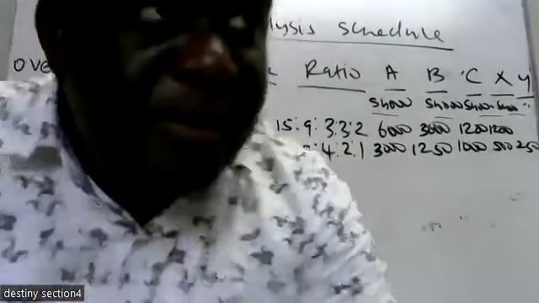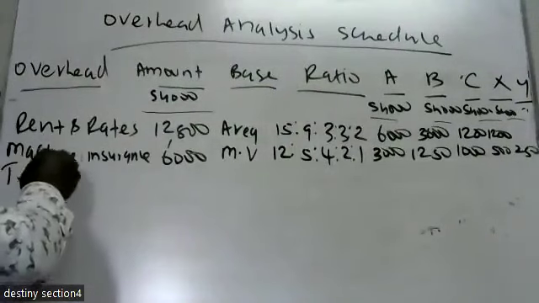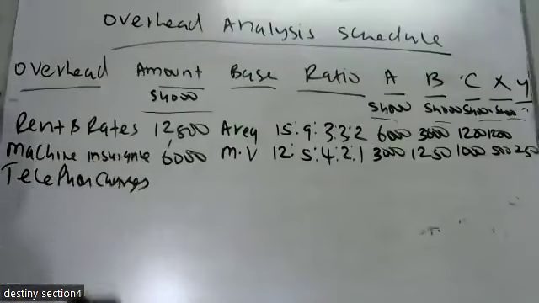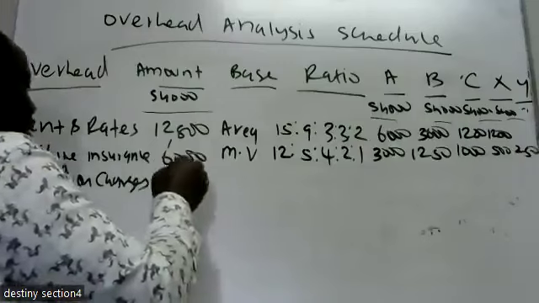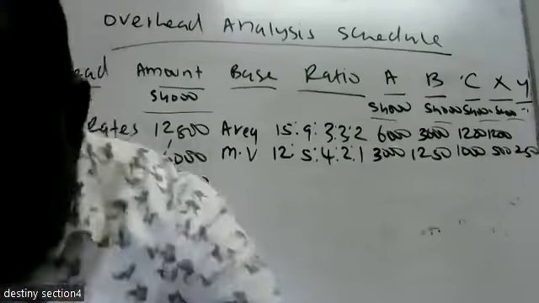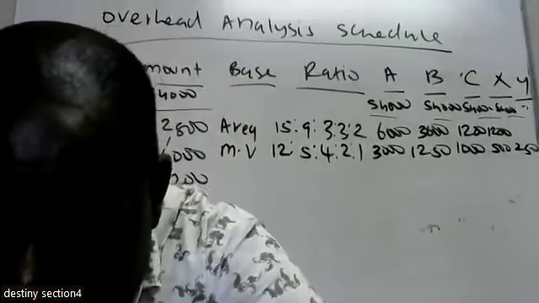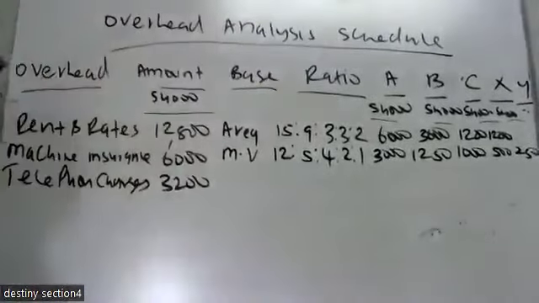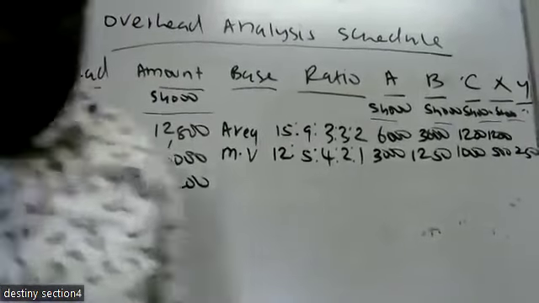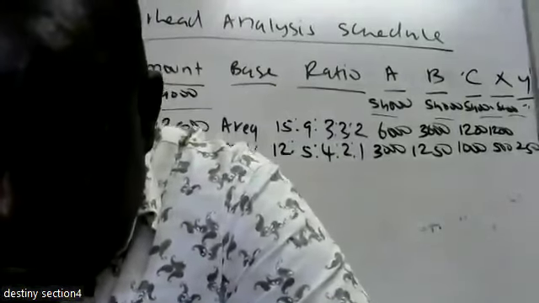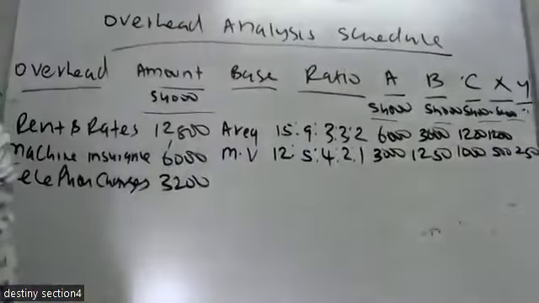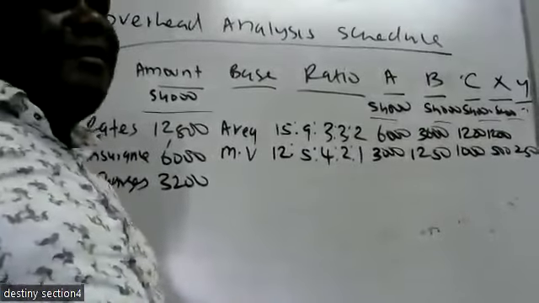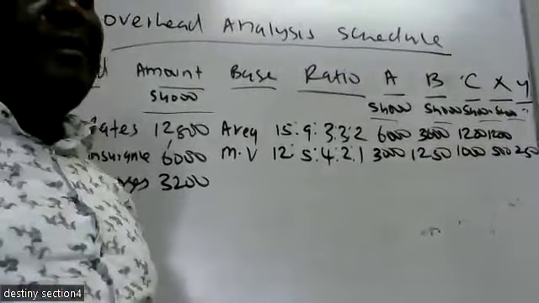Then the next one is the telephone charges. The figure we have for the telephone charges is 3,200. So you want to know which is the most appropriate base. Remember, you can see in the question, there is the floor area, machine value, direct labor hours, and labor rate per hour. Remember, you pick from what you are given. So among the four, which can we use to apportion the telephone charges?